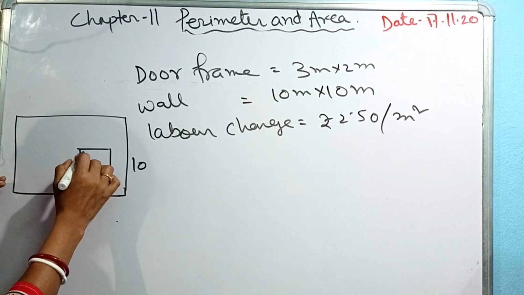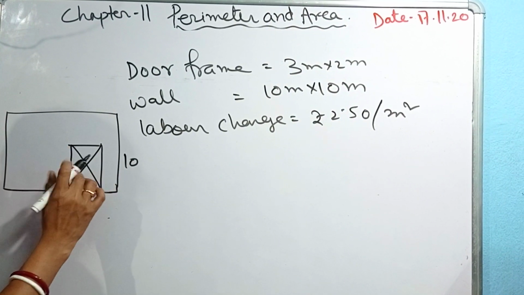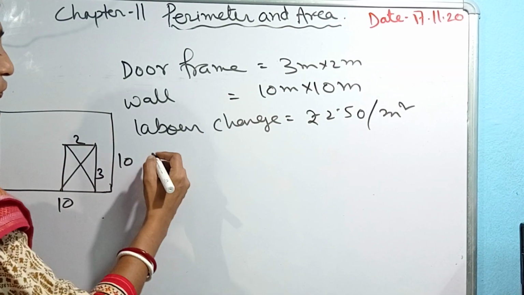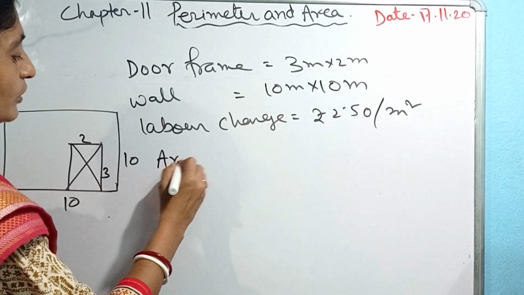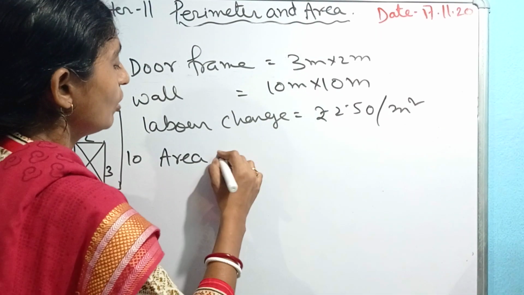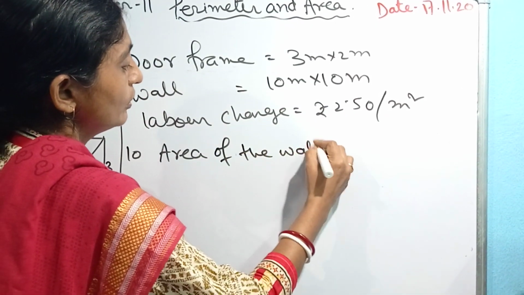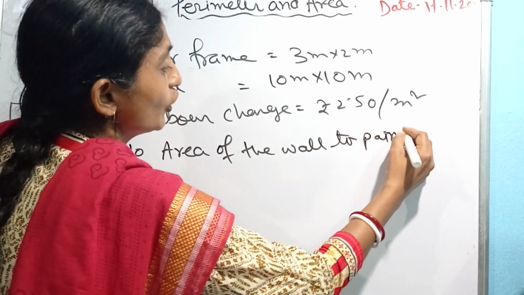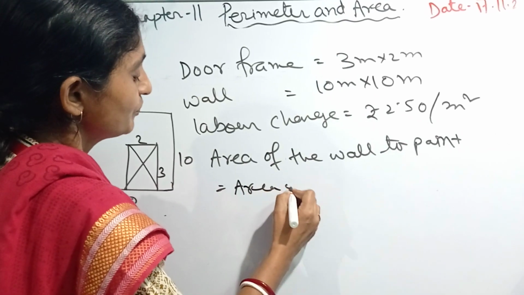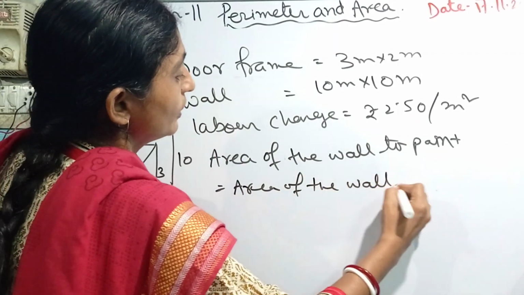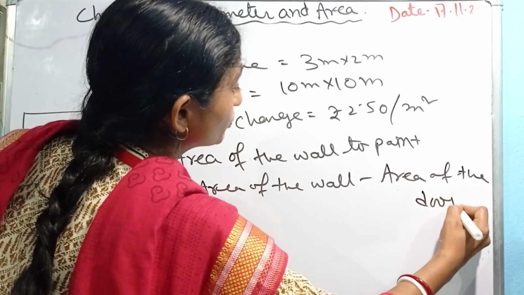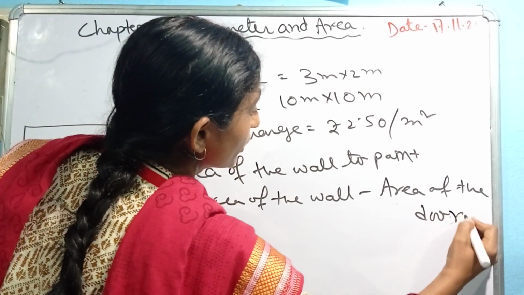what you have to do, you will exclude this part, or not? That part will be excluded, that is 3 into 2. That area we will exclude. So here, first we will find out the area of the wall to paint. That means first we go for the area of the wall minus the area of the door. That door part will be excluded, so we are subtracting this one.